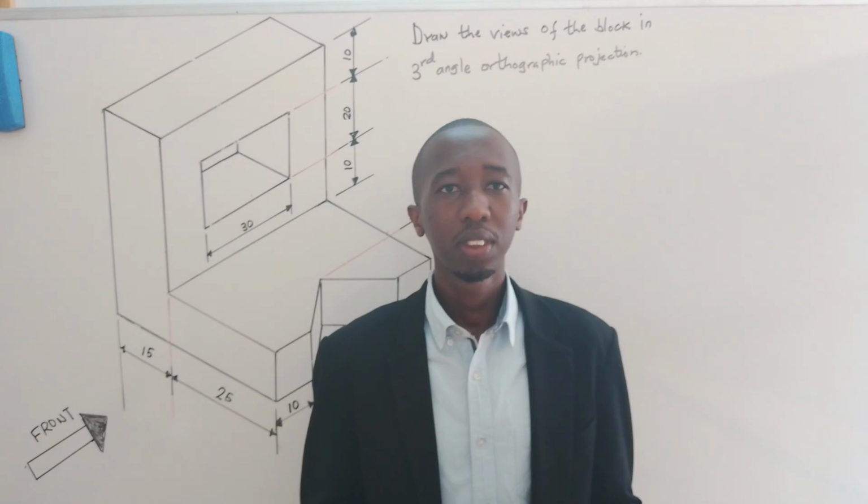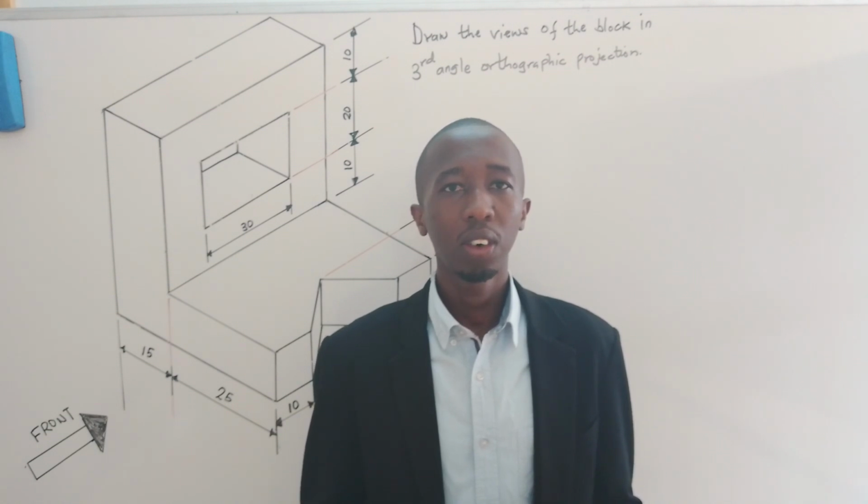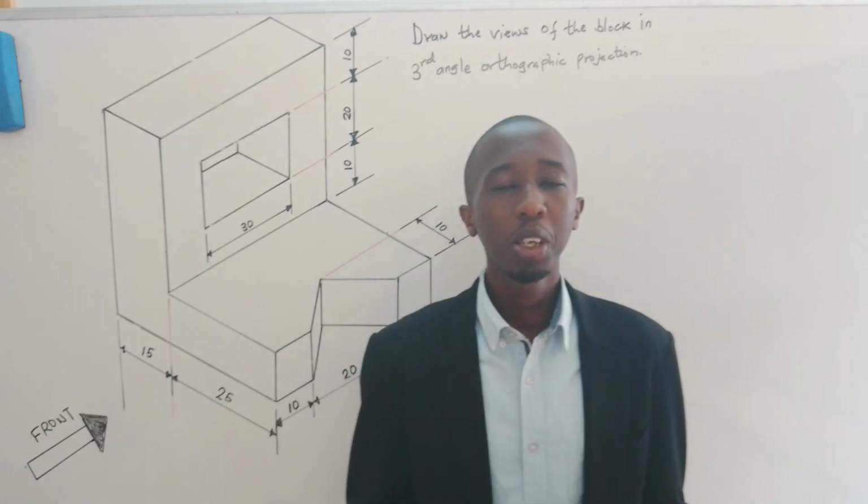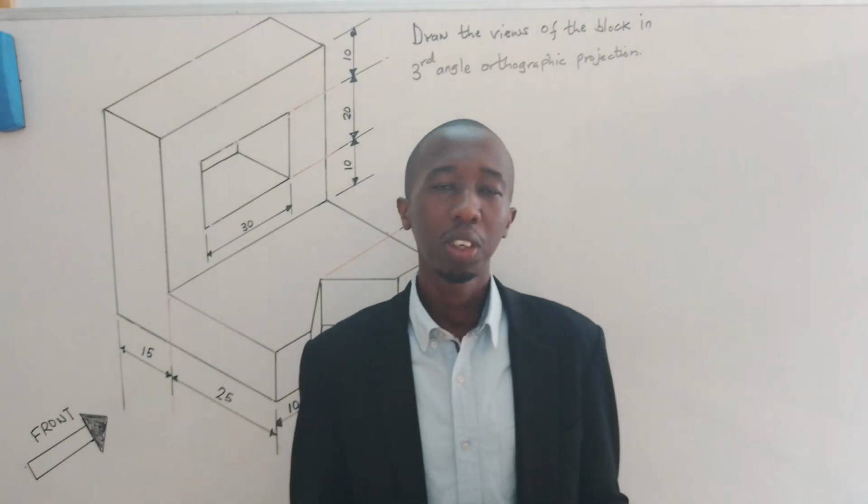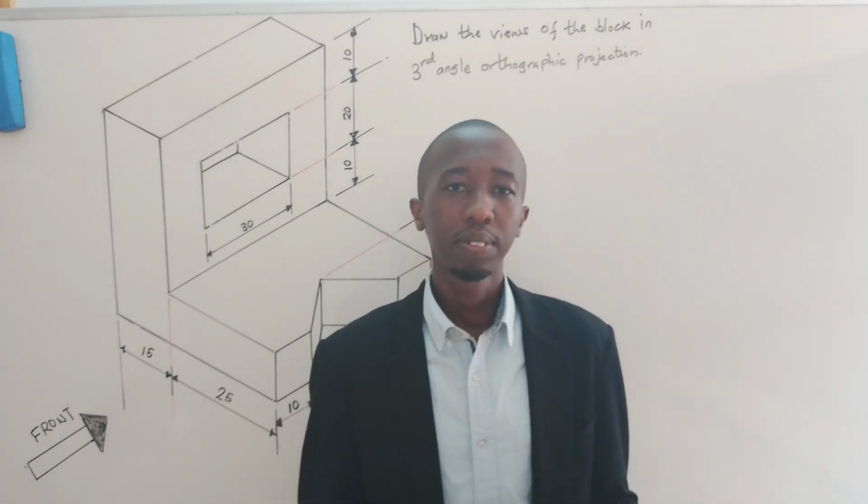In my last video, I discussed the first angle orthographic projection and how the elevations are placed on the grid. In today's video, I will continue expounding on third angle, and by the end of this lesson, you would have known how to distinguish first angle and third angle orthographic projections. Please watch this video till the end so that you can acquire the necessary content.